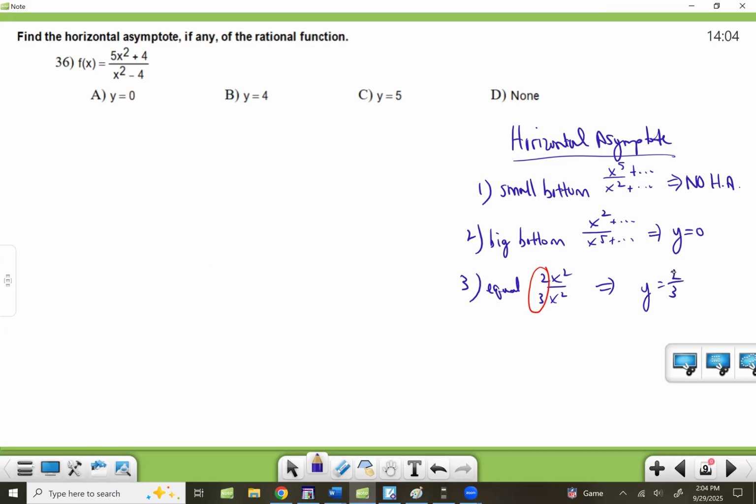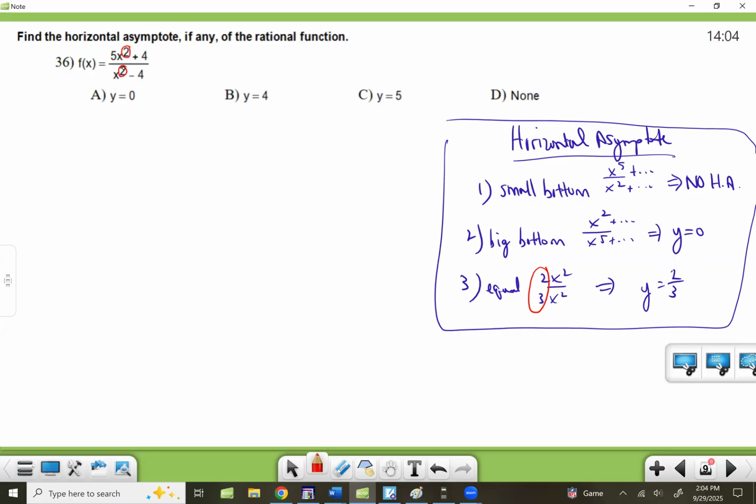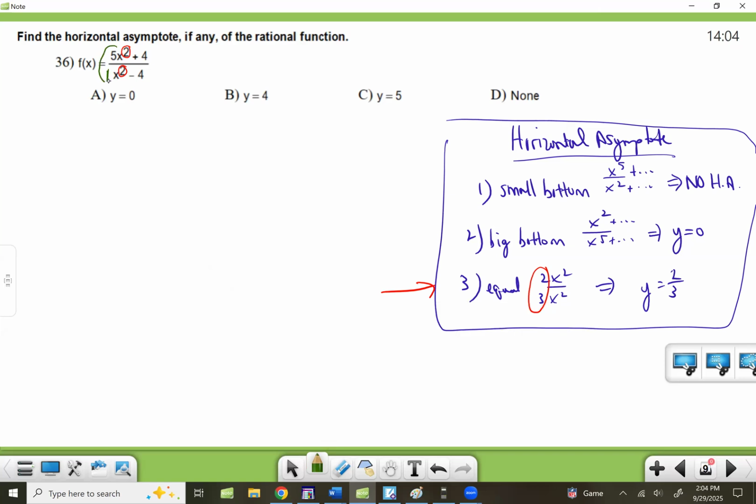So this would be a good thing to have on your note card. All right, so we have to figure out which case we have. I'm looking at the highest exponents and I see 2 and 2. So we have the equal case. We're going to go ahead and circle the leading coefficients. There's a 1 here, so this is really 5/1, which means 5 divided by 1, it's just going to be y equals 5. What do you know, that's a great sign.